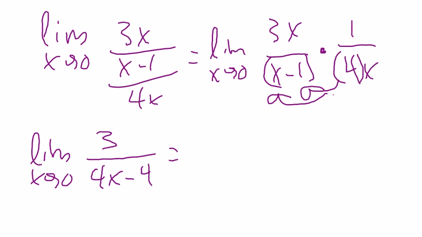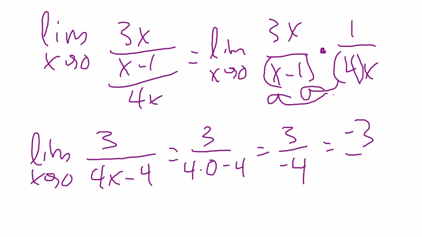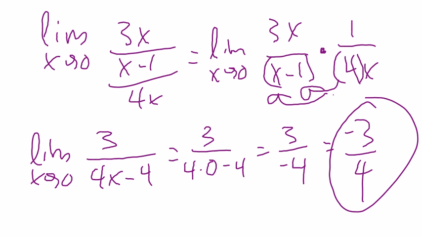Now I can finally evaluate this function as x goes to 0. I just substitute 0 in for x. I get 3 over 4 times 0 minus 4. Well, 4 times 0 is 0, so I get 3 over negative 4, which I'm going to write like that. Negative 3/4 is our limit.